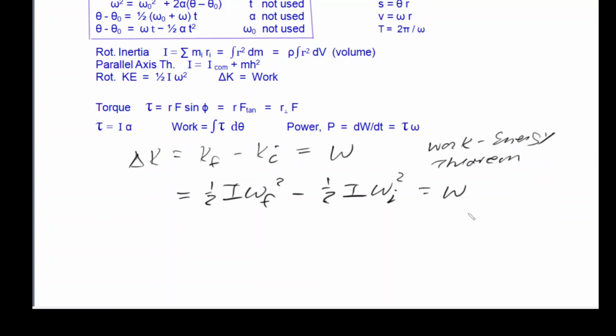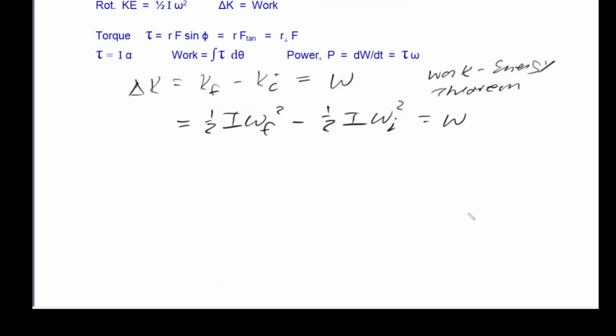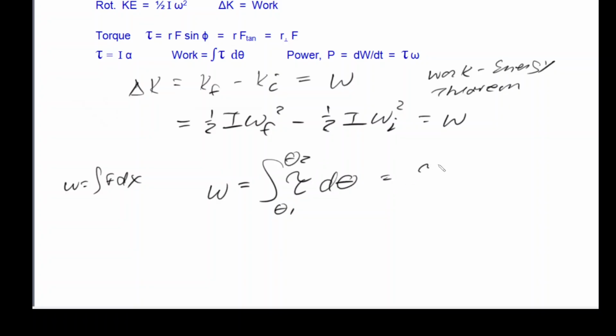And similar to linear motion, where work is equal to the integral of F dx, for rotational motion we have work is equal to the integral of torque times d theta from theta 1 to theta 2. And if torque is constant, that can come out of the integral, and we get torque times the integral from theta 1 to theta 2 of d theta, or work is equal to torque times theta 2 minus theta 1.